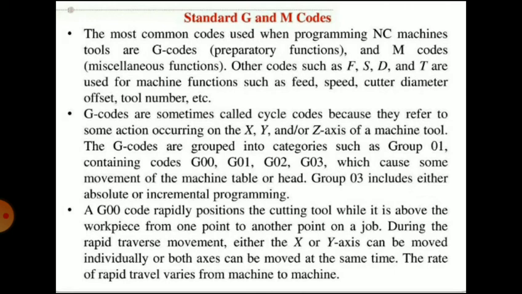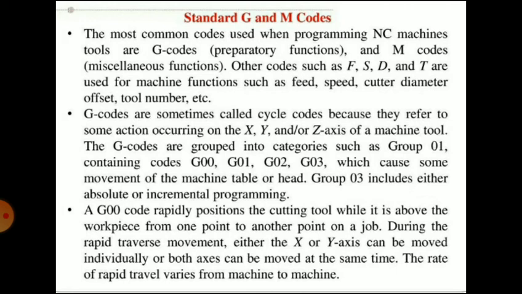G codes are sometimes called cycle codes because they refer to some action occurring on the X, Y and Z axis of the machine tool. The G codes are grouped into categories such as group 1 containing codes G00, G01, G02, G03, which cause some movement of the machine table or head. Group 03 includes either absolute or incremental programming.